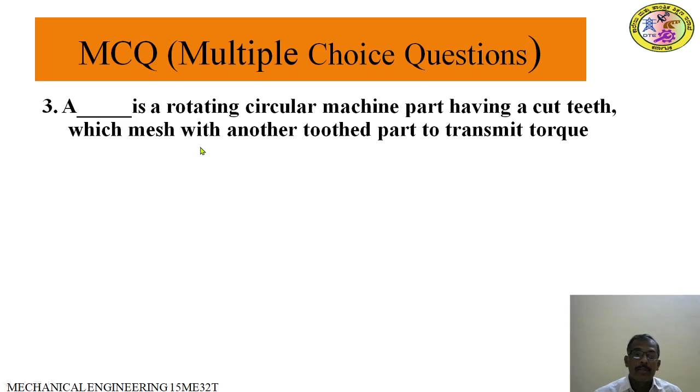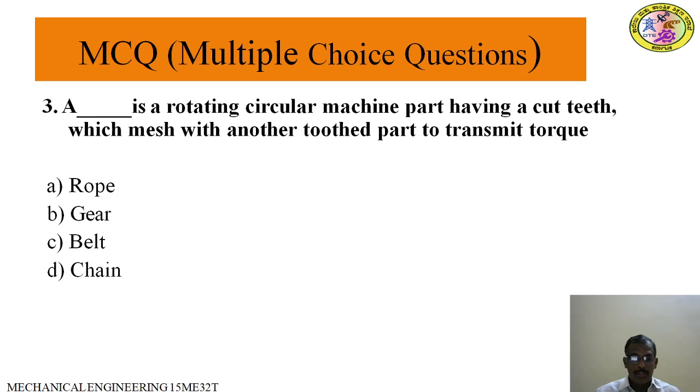Okay. The next question: a dash is a rotating circular machine part having cut teeth which mesh with other toothed part to transmit torque. Option A, rope; option B, gear; option C, belt; option D, chain. Okay, the right answer here is the gear again.